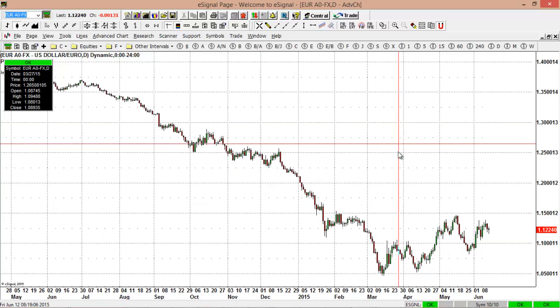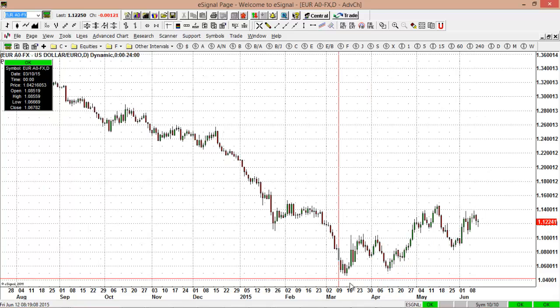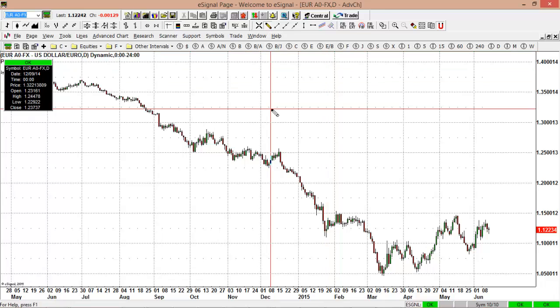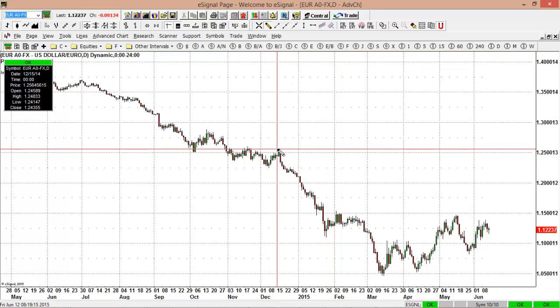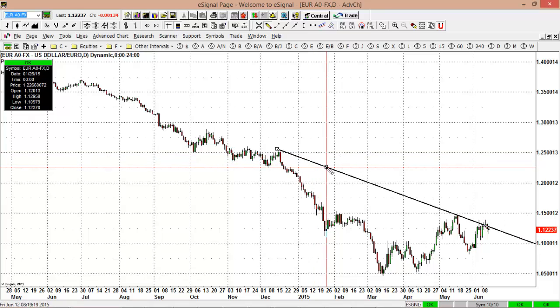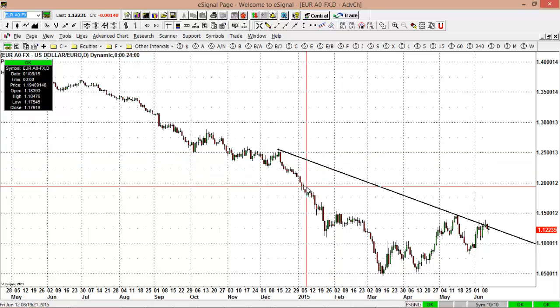Okay, taking a look at the chart. This is a daily chart of the euro. Let me just comment specifically about how to draw trend lines. We see that we have a downtrend line off of this swing high, the swing high that was made in mid-December, and again here, which the market is currently testing right here. That is a trend line.